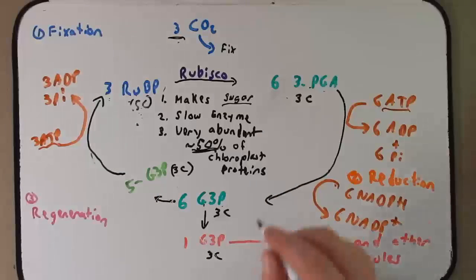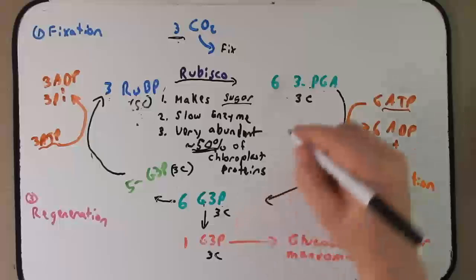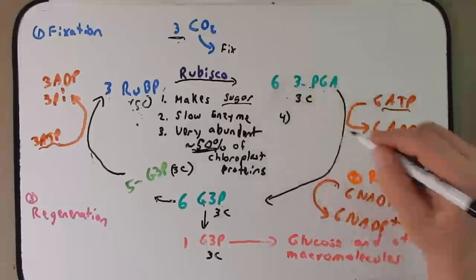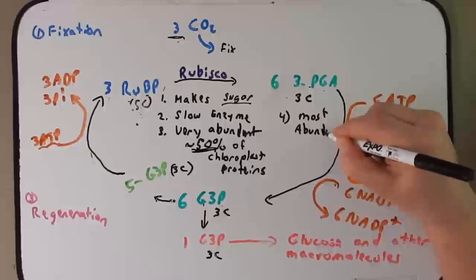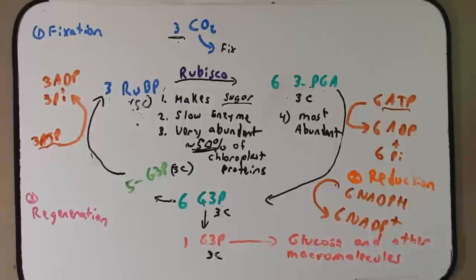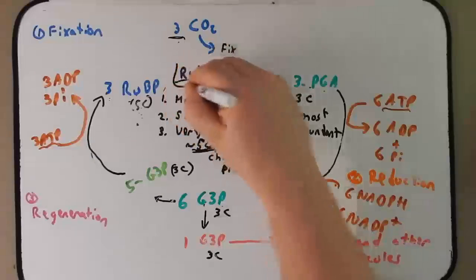It is also, I guess I'll have to write this over here, sorry for the sloppiness, the most abundant protein on Earth. If you think about all the plants and all the chloroplasts and the fact that it's 50% of all chloroplast proteins, there's no other protein that is more abundant. So if I ever ask you, what's one of my most favorite enzymes? Rubisco.